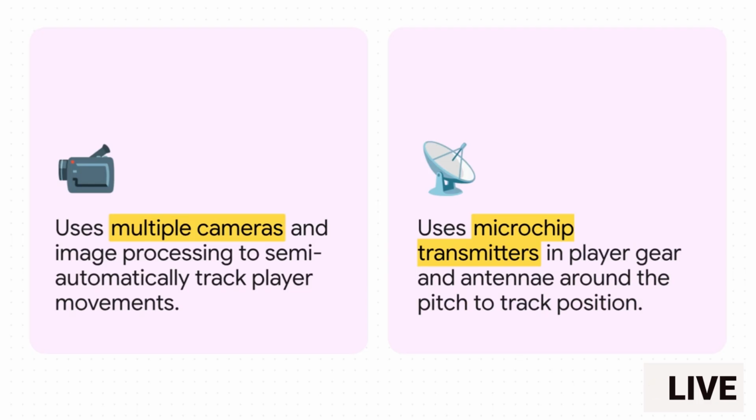First, you have video-based systems. They use a ton of cameras all over the stadium to follow players using image processing. Then there's electronic player tracking. This is where they put tiny little microchip transmitters right on the player in their shirt or shin pad, and antennas around the pitch pick up the signal to track exactly where they are.